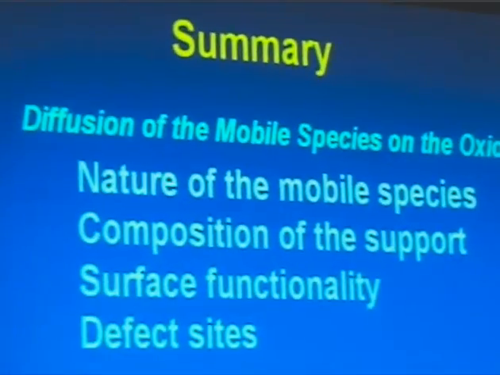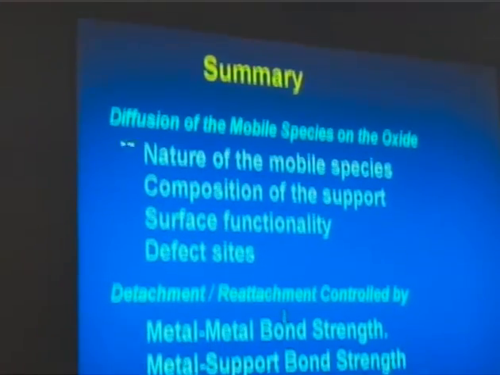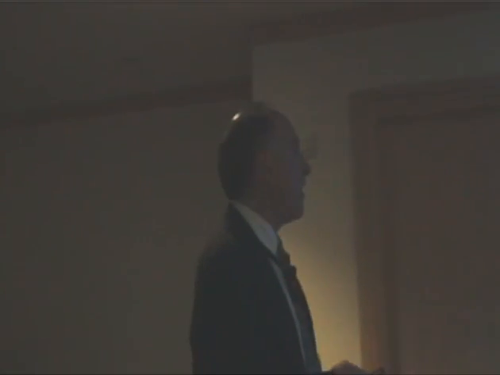So let me summarize. I've shown you essentially two specific areas: diffusion of mobile species along the oxide surface. This is controlled by the nature of the mobile species, whether it's silver, silver chloride, silver hydroxide, silver oxide, the composition of the support, what is on the surface functionality, if you have other components on the surface, defect sites that may be present in the surface. When you look at the detachment or reattachment energies, these are going to be controlled by metal-metal bonding in that system. The metal-metal bond strength as compared to the metal support bond strength, the size and shape of the particle, and the influence of any adsorbed intermediates may have on these, and again the specific location of the mobile intermediates in these systems.